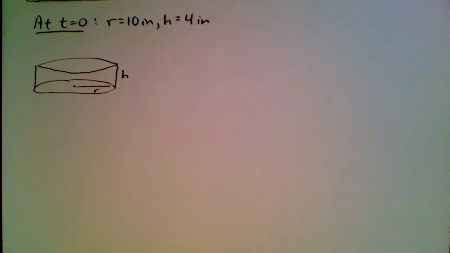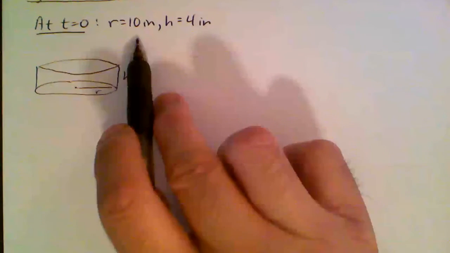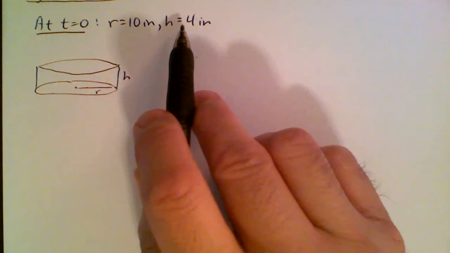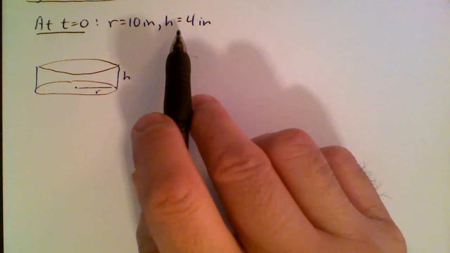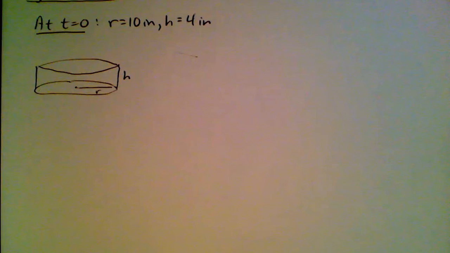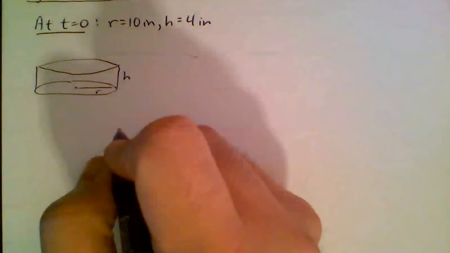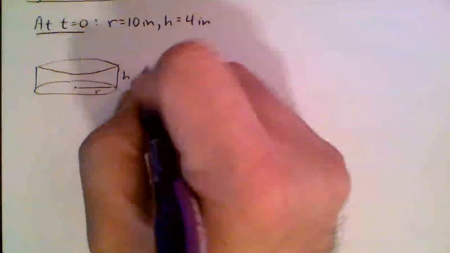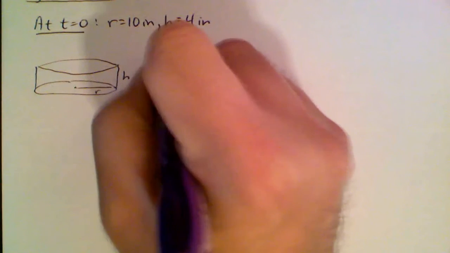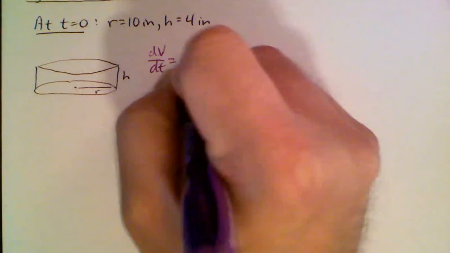And then just to picture it here, our radius there that changes over time, and our height that also changes over time. But at t equals 0, those are the dimensions. Assuming no clay is lost, so no clay is lost means that the volume is not changing. So dV over dt, change in volume with respect to time, is 0.